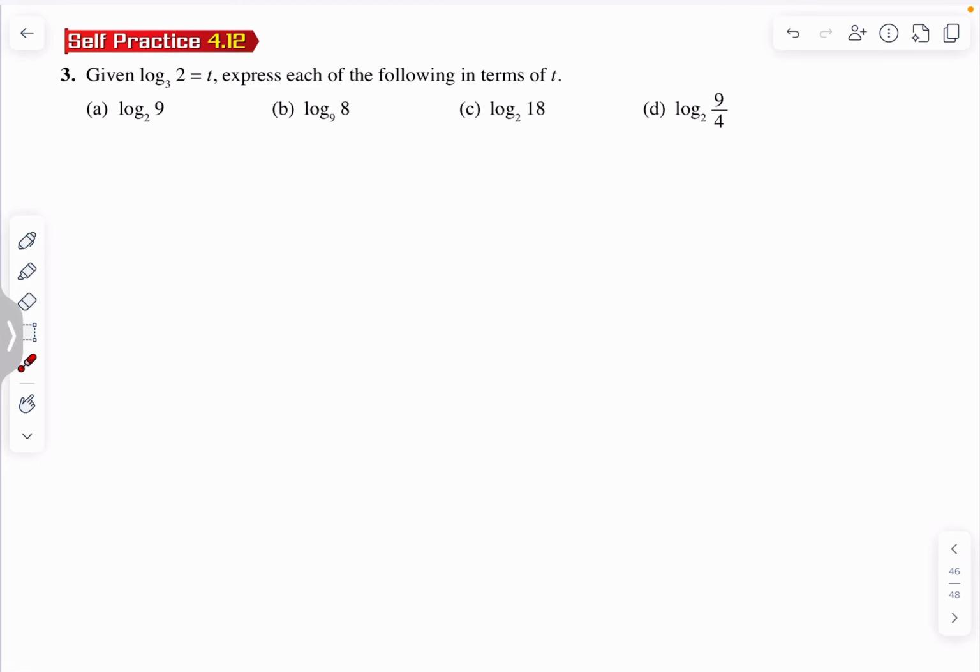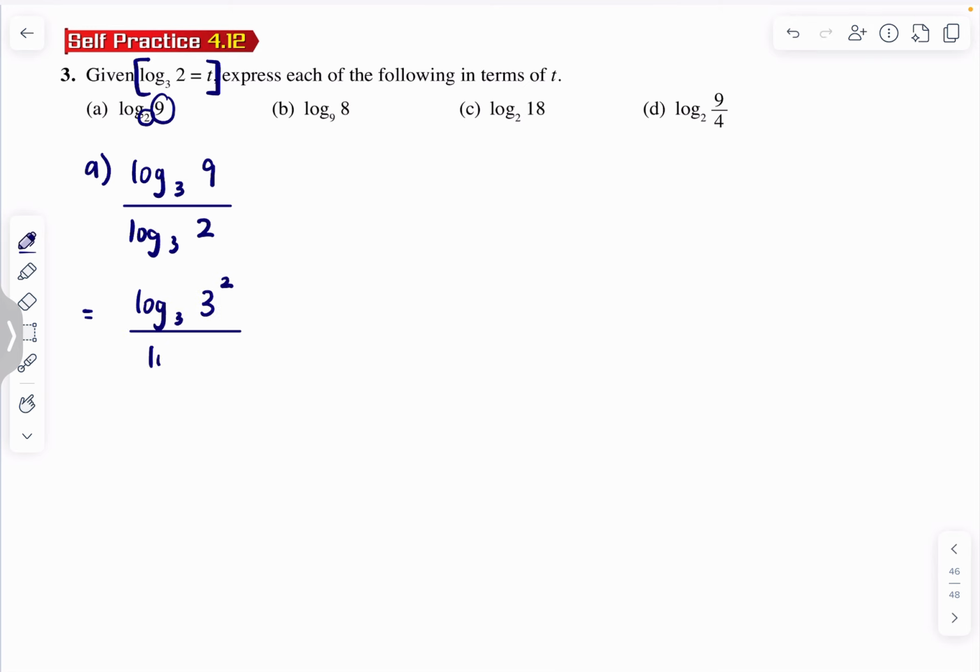Self-practice 4.12, question 3. Given that log_3 2 is t, express the following in terms of t. Okay, so here they gave us in base 3. So if we have other than base 3, we have to change it. So log_2 9, we change it to base 3. When you want to change base, you write log base 3, big number goes on top, small number goes below. So log_3 9 is basically 3 squared. So I can say log_3 3 squared over log_3 2.